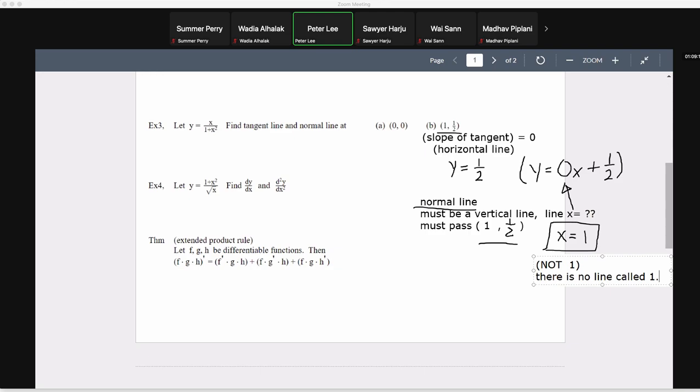There's a line called y equals 1. There's a line called x equals 1. But there is no line called 1. So here, the vertical line is x equals 1. If the tangent line has slope 0, is a horizontal line, then don't say that the normal line does not exist. The normal line is still perpendicular to the tangent line, which in this case is perpendicular to the horizontal line, which is a vertical line. So we know that x must be something, and that line will pass through the point 1 comma half. So it's x equals 1.